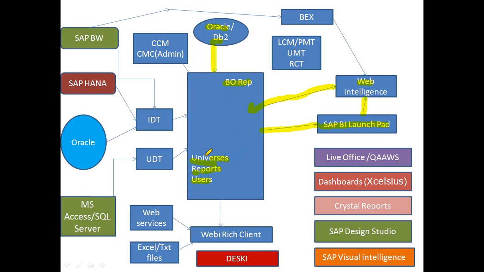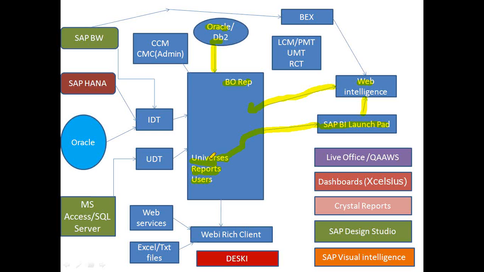Whenever a user logs into the BI Launchpad, the reports are available in the repository. These reports are implemented by the BO developer. I created one report, and to make that report available to other users, I need to save it into the repository. So the repository contains the universes, reports, and users list. Once you log into the BI Launchpad, you can access all the reports available in the repository.